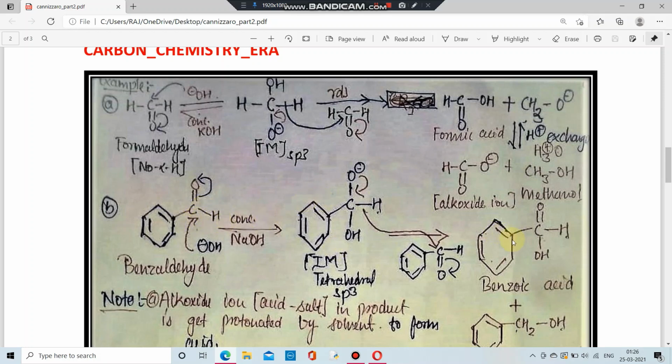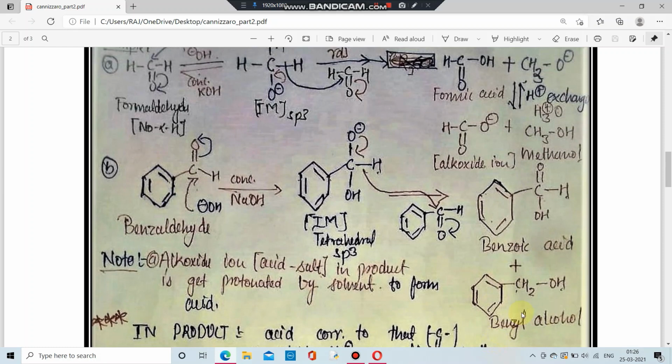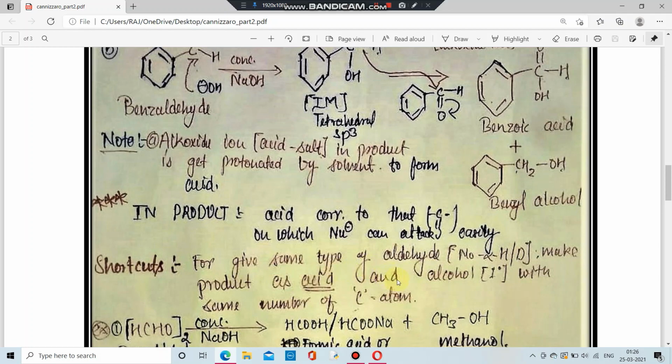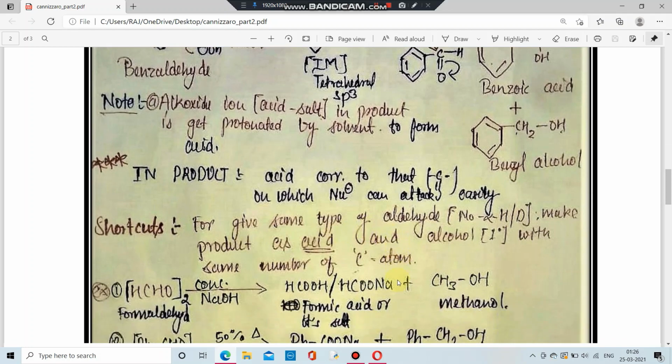So look, what are the final products? This benzene is going to be the same. Look, this is benzoic acid, and this is a primary alcohol, benzyl alcohol. So this aldehyde group changes into this acid part, and the other into a primary alcohol. Look, the degree of this carbon is 1, so it is a primary alcohol. So in short, we can say we always get an acid and a primary alcohol with the same number of carbon atoms as the reactants have.